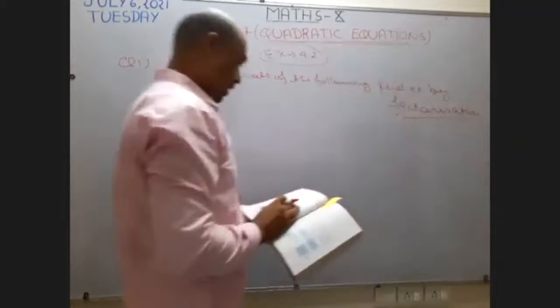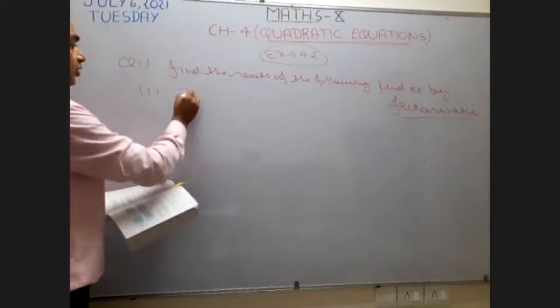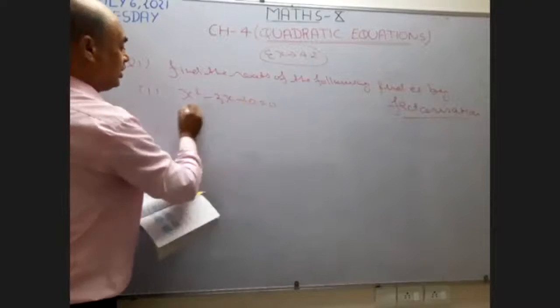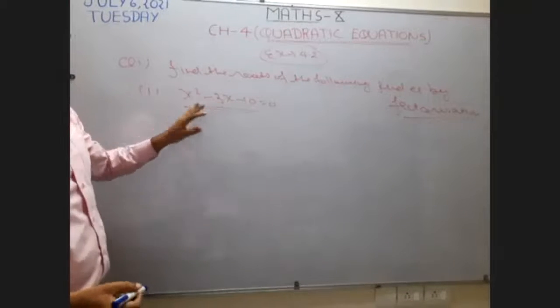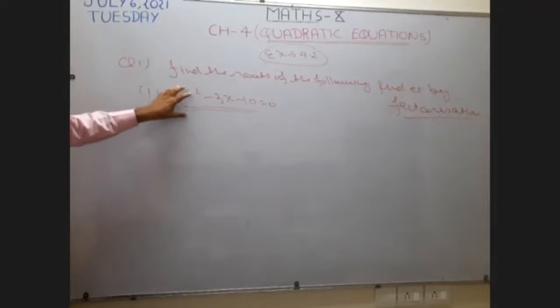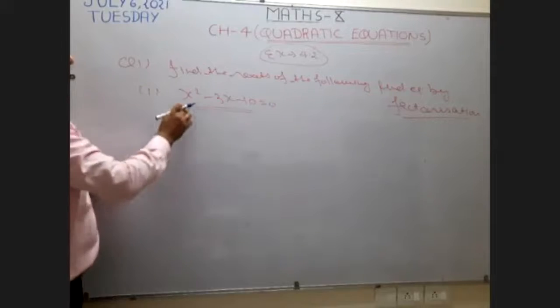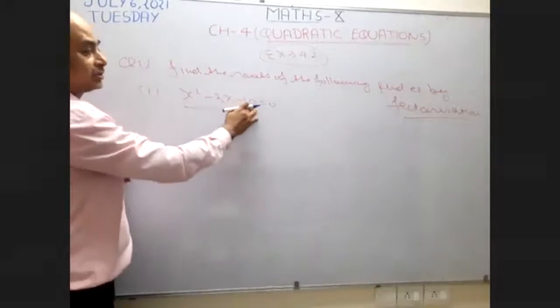Okay. Now I want to solve the first part of the first question. The first part is x square minus 3x minus 10 equal to 0. This is a simple question you did in your 8th class also. See, I want to solve this by using splitting the middle term. What is the method? First write the given quadratic equation in the standard form. Standard form means descending order, right? X square first, after that x, and the constant term in the last.